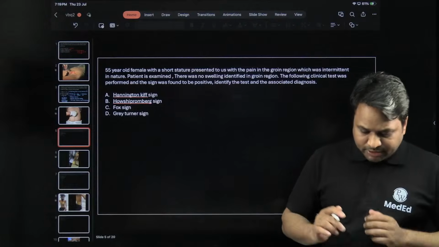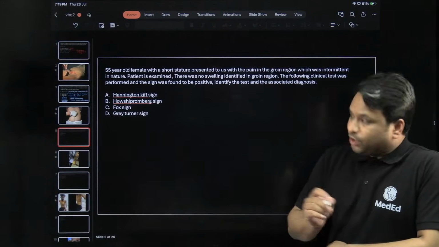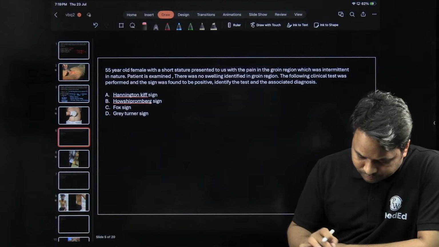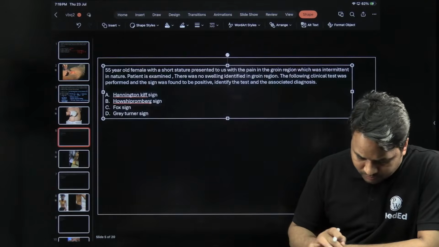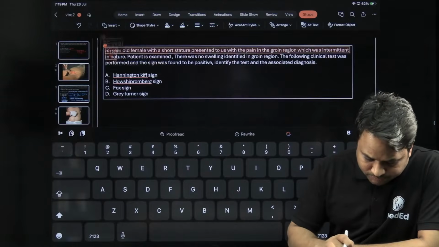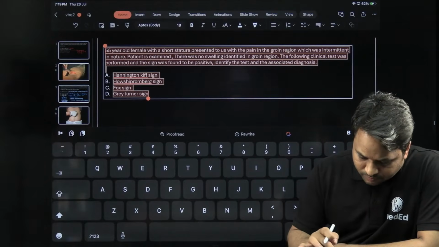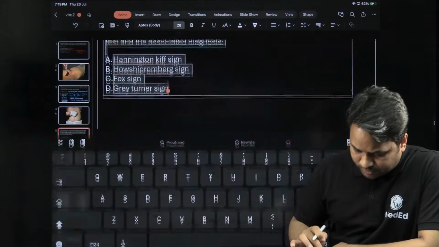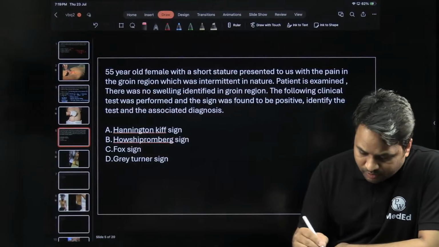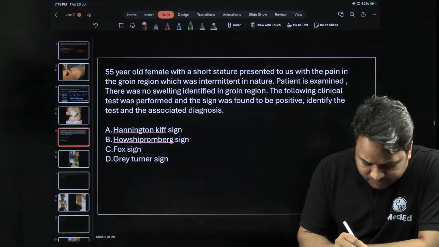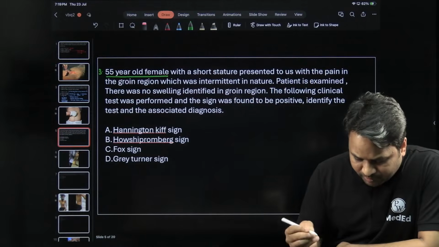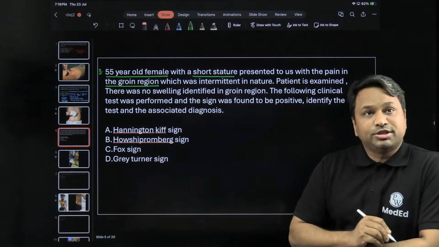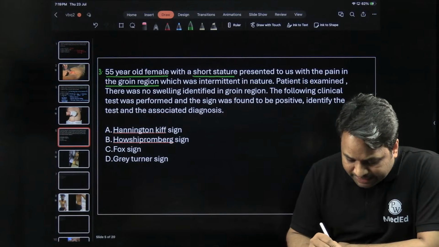So going on to question number 3. Now, in question number 3, what do you have? Now this is a very interesting question. I have a 55-year-old female, short statured, presented to us with pain in the groin region, which was intermittent in nature.